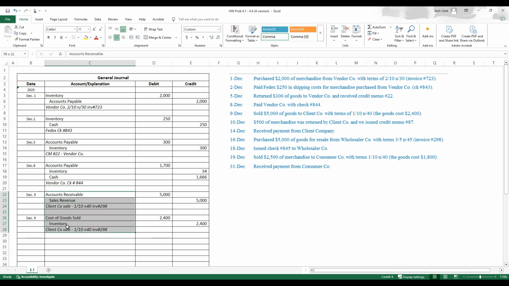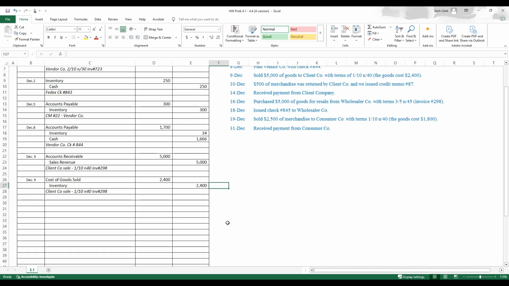Okay, so these, again, they're all connected to the same transaction. I just separated them out so you all can see the different pieces a little bit more clearly, I think. Hopefully that's helpful.